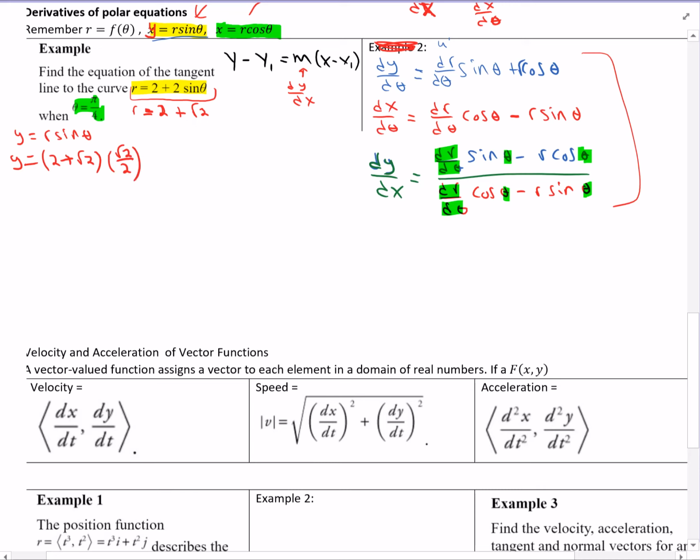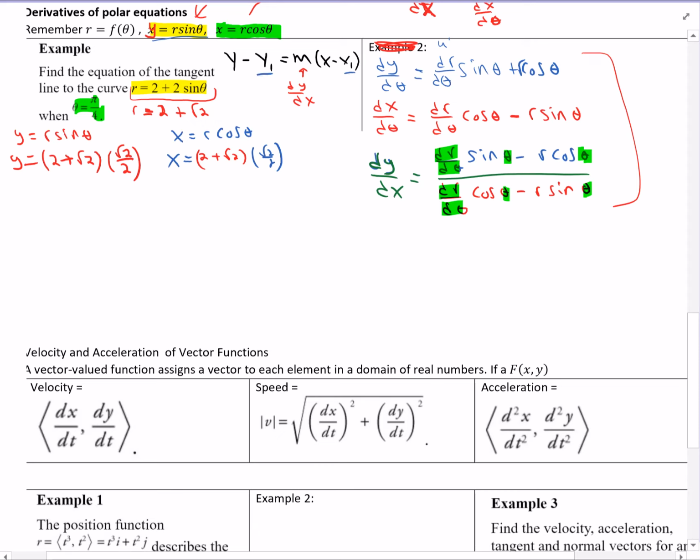We can find the x coordinate similarly by plugging in. r is going to be the same, so it's going to be 2 plus square root of 2 times, x is not r sine theta, x is r cosine theta, so this is r times cosine of theta. Cosine is also root 2 over 2 at pi over 4. And so these are what would go up here for those.